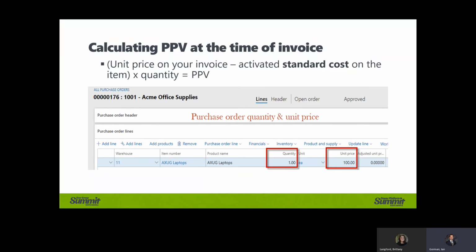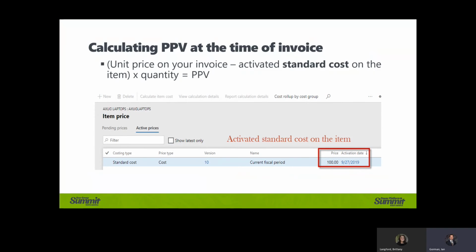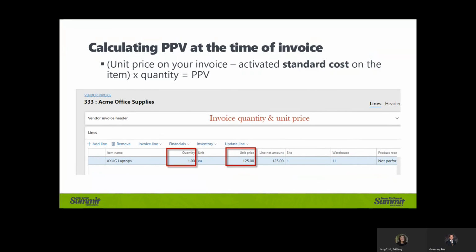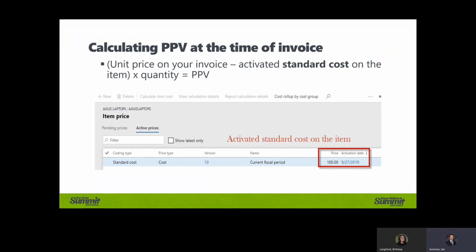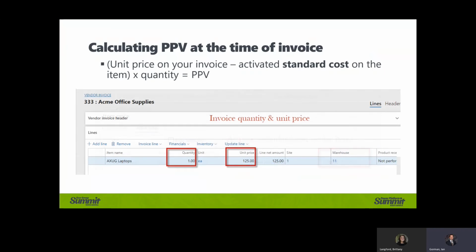Moving forward, this other example listed on the screen is for quantity 1 with the unit price of $100 for the same item, AXUG laptop. If the standard cost itself is $100, then we will not have any PPV entries generated at the time of product receipt. If we were to look at this at the time of invoice, for example, and the current active cost is $100, but on the invoice itself, the unit price comes out to $125, then we would expect to see a PPV entry once the invoice is posted.